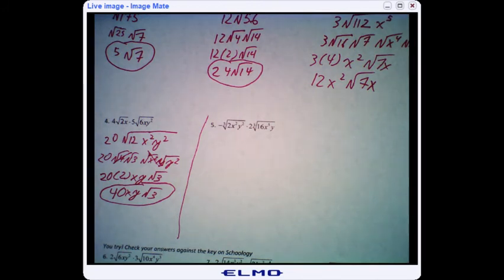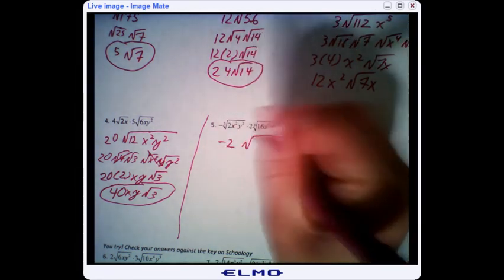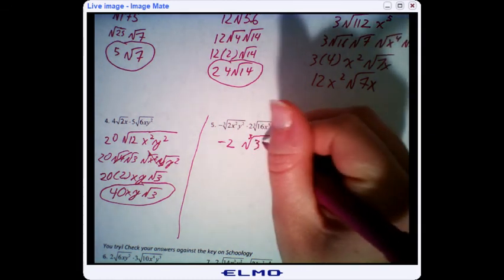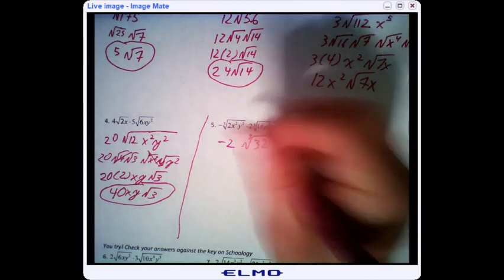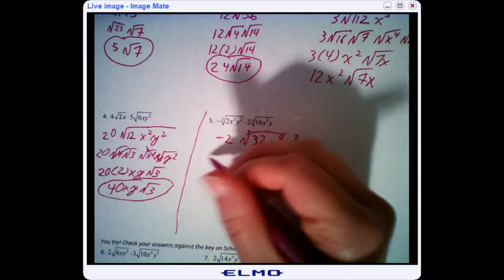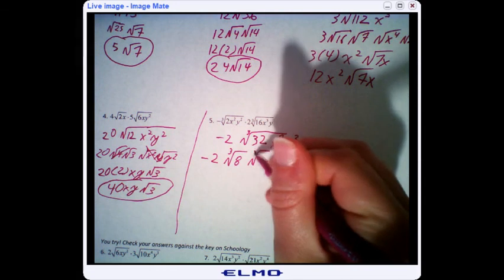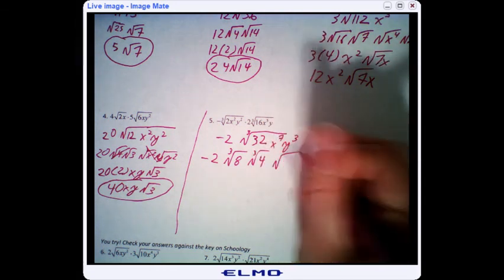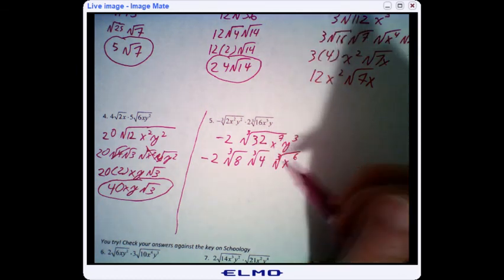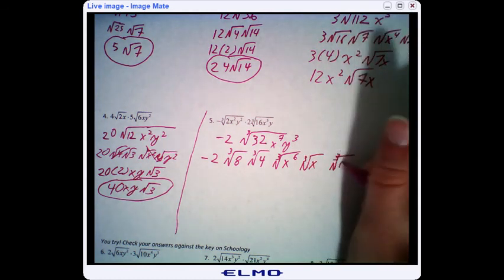And then for 5, outside times outside, that gives us -2. Cube root, 2 times 16 is 32. We're going to have x to the 7th y cubed. So -2, cube root of 8, cube root of 4, cube root of x to the 6th, because 3 cannot go into 7, but can go into 6, and then we'll have 1 left over, so cube root of x, and then cube root of y cubed.